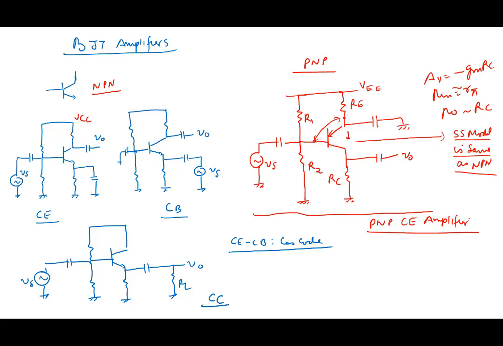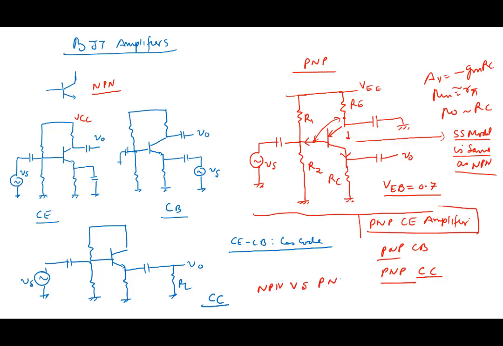Between emitter and base, the base is lower than the emitter by 0.7 volts, so VEB instead of VBE is 0.7. And the direction of the currents that you need to see here, the current goes like this in the emitter, and like this in the collector. So the directions of the currents are different, but other than that it is very similar. One could make any of these stages: PNP CE, PNP CB, and PNP CC. We could make all of them, except that PNP is not that attractive compared to NPN.